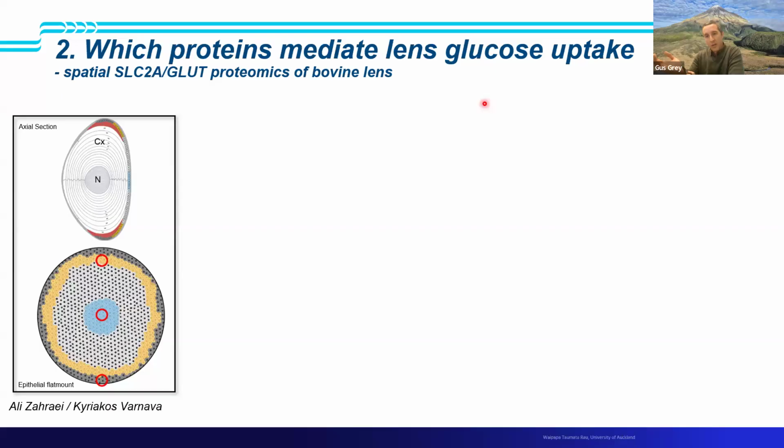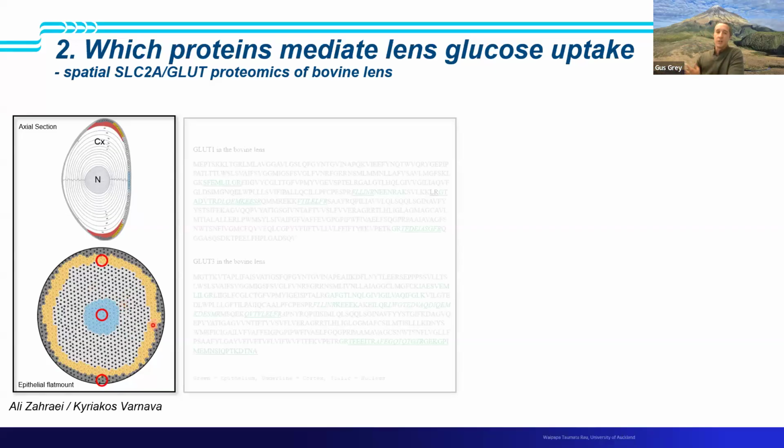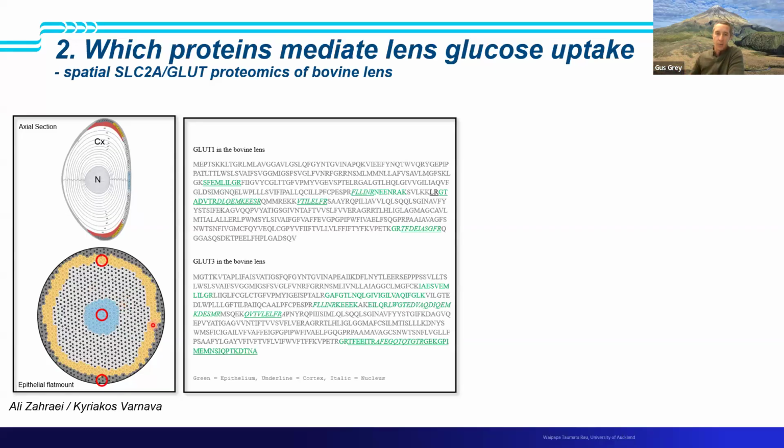So we've looked at where glucose is taken up. Now the question is what transporters are mediating that uptake. So to do that, we've taken, again, our bovine lens and we've peeled off the anterior epithelium. So that's what is represented down in the left here. We've got an epithelial cell monolayer, and then we've just done a very basic micro punch manual dissection of those different epithelial cell populations, run gel-based proteomics, and we've found two different glucose transporters, GLUT1 and GLUT3.